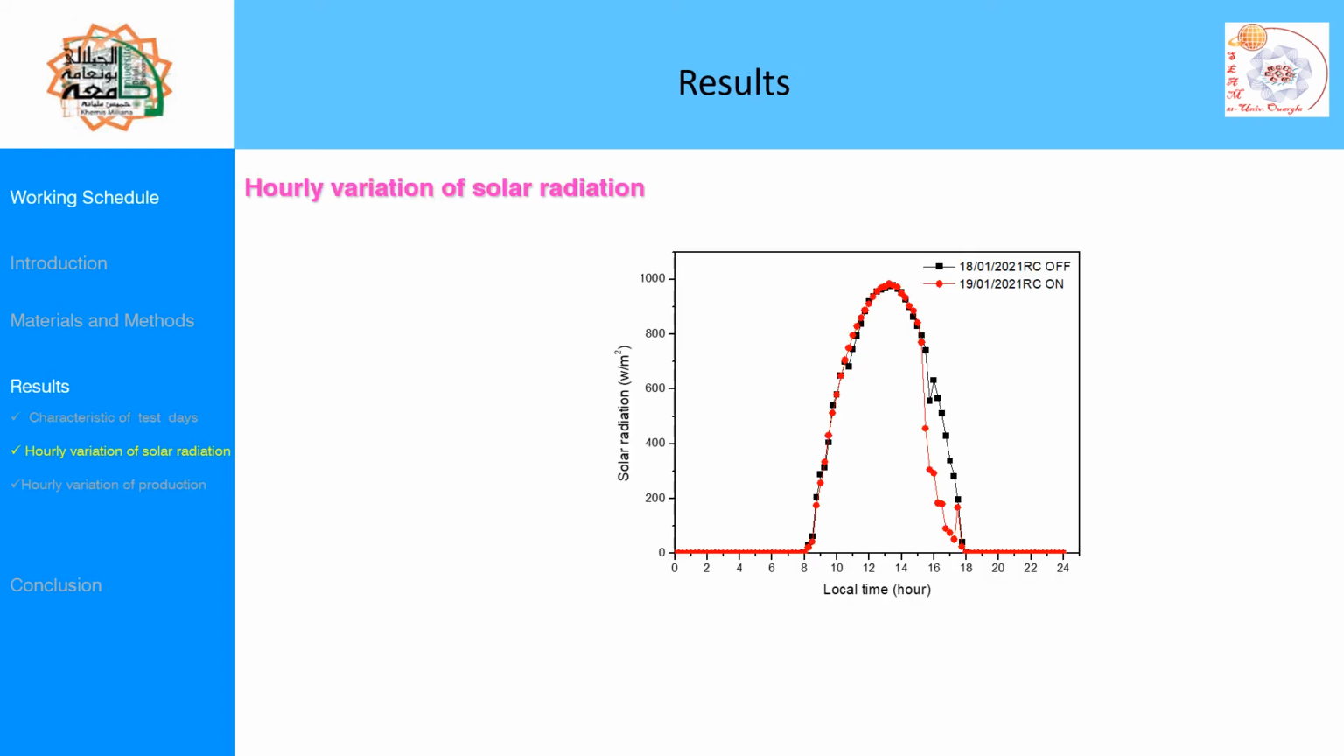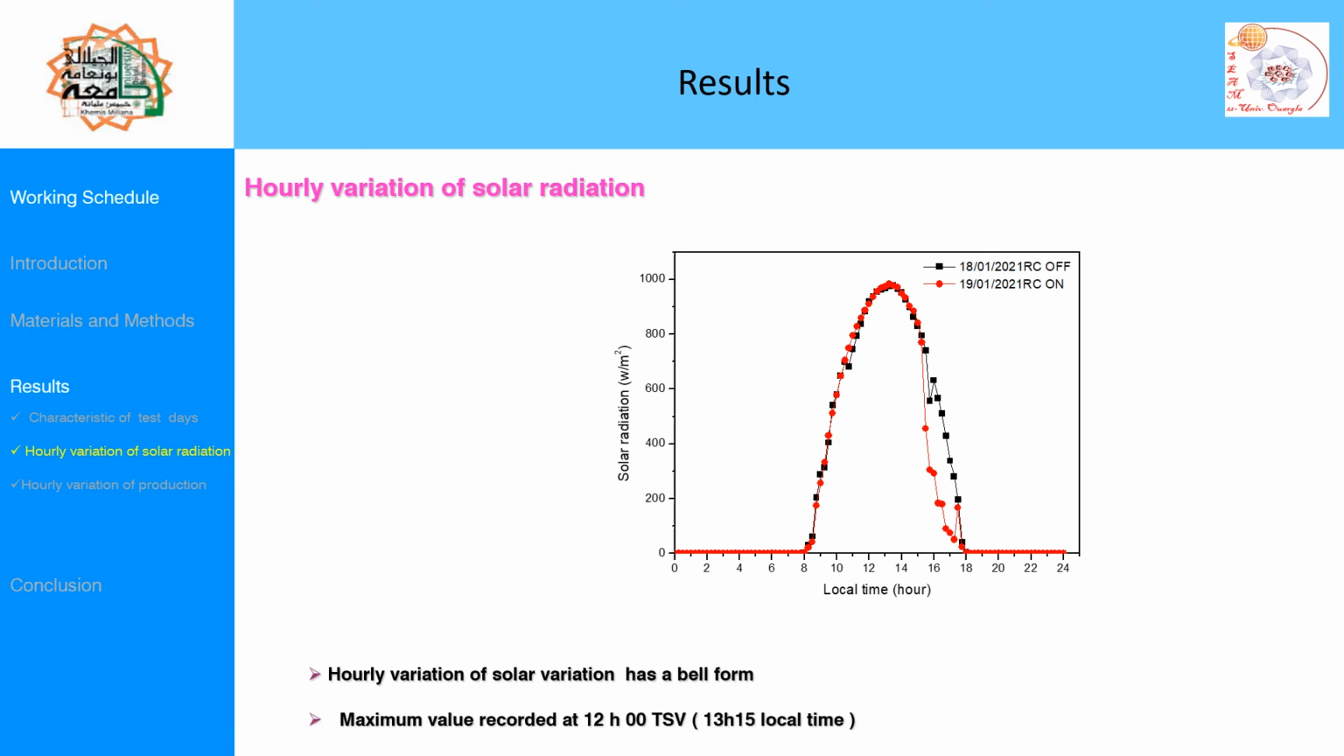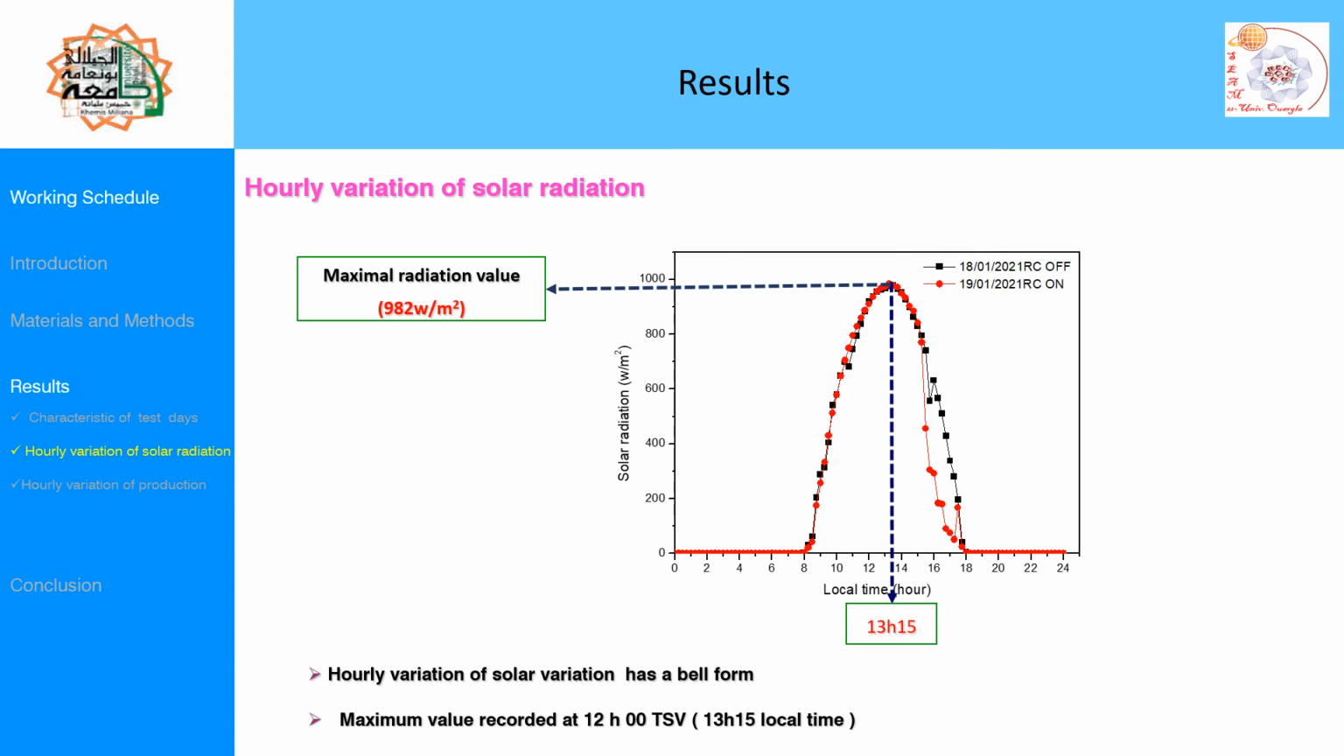The figure shows the hourly variation of solar radiation intensity during the 2 experiment days. It's observed that the solar radiation during the 2 days was practically similar. The hourly variation of solar radiation has a bell form. In fact, the solar radiation increased from the sunrise up to its maximum value reached at 12 TSV, and then starts to decrease until its minimum value reached at sunset.